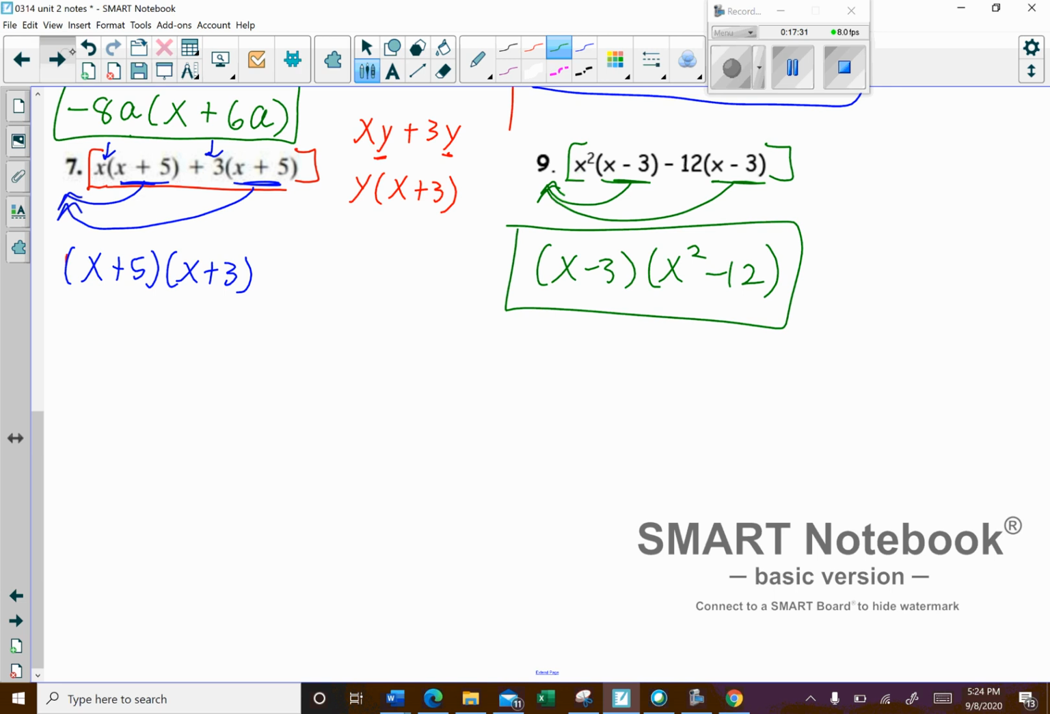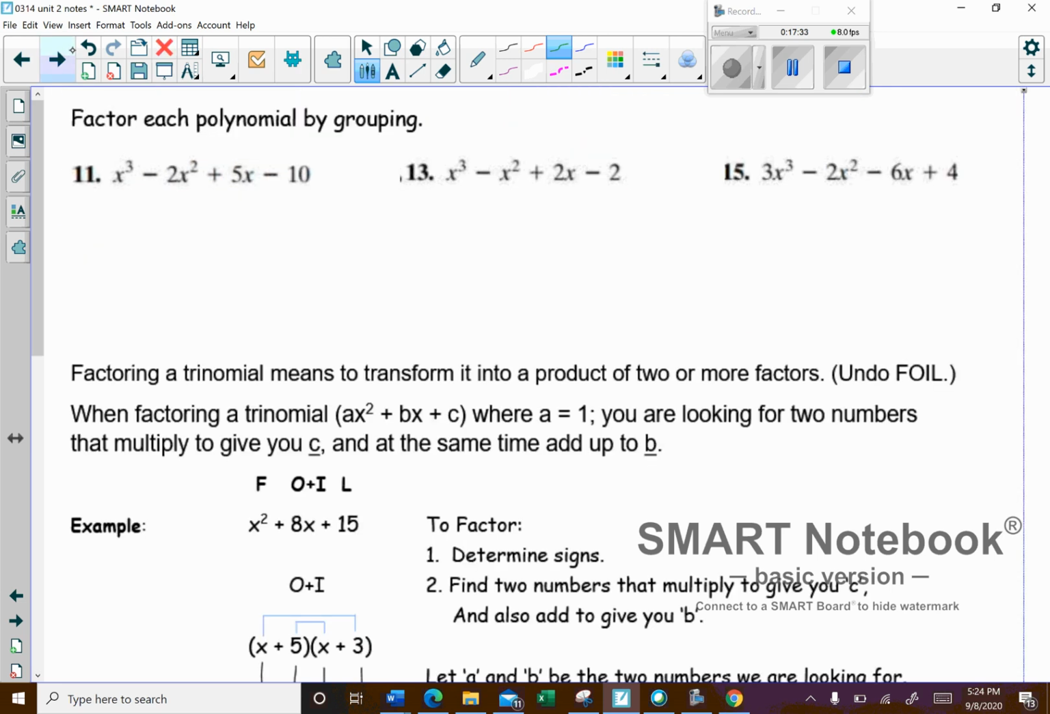Okay, let's see. All right, I got a couple more for you here. So factor each polynomial by grouping. Okay, so it's exactly what we kind of just got done doing, except you actually have to do the grouping process on these, okay? And so the way that works, you notice there's 4 terms. Whenever there's 4 terms, you always want to assume that it's factored by grouping, okay? It won't always work out that way, but many times it will, okay?